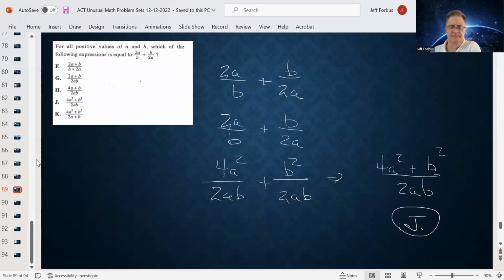The key here is to make sure you have the same common denominator, right? And remember, we multiplied b over 2a by b over b, right? And we multiplied 2a over b by 2a over 2a. Okay. With that being said, let's move on.